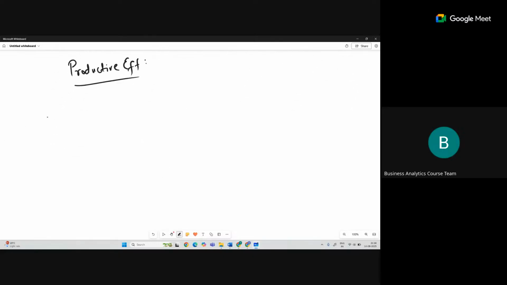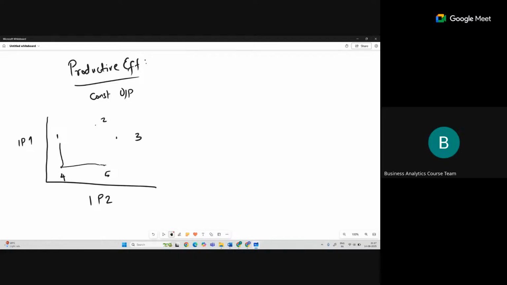In this lecture, we saw two examples. One is constant output. The output is constant for all the DMUs, and the input will be different. Let's say this is DMU 1, 2, 3, 4, and 5. Which DMUs are efficient here? 1, 4, and 5. These are the efficiency frontier.